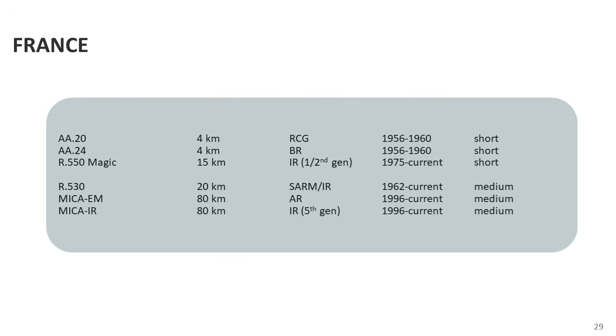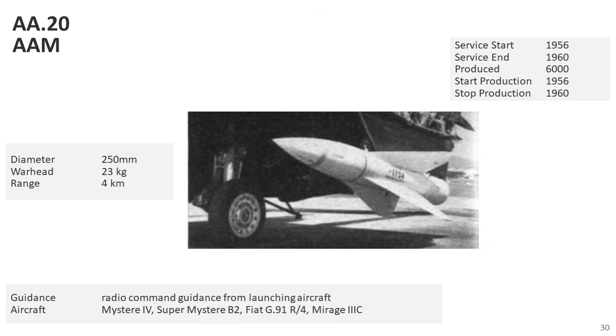The French made an even more comprehensive effort at developing a full range of missile systems, producing both short and medium-range air-to-air missiles. The AA-20 was a French air-to-air missile developed by Nord Aviation and was one of the first of such missiles adopted into service in Western Europe. Production began at Châtillon, France in 1956. Approximately 6,000 missiles of the type were produced, and it remained in service until 1960.